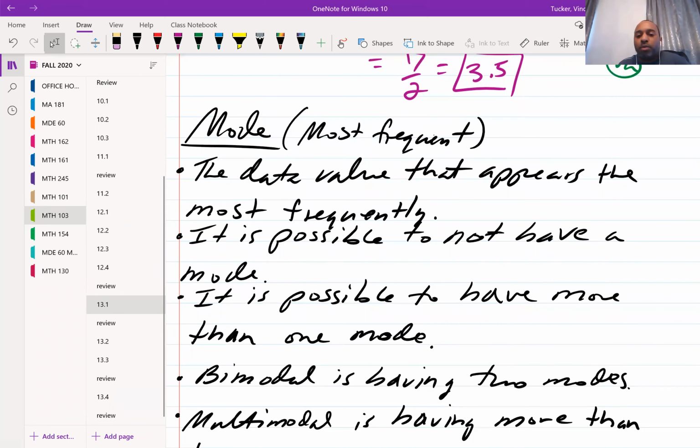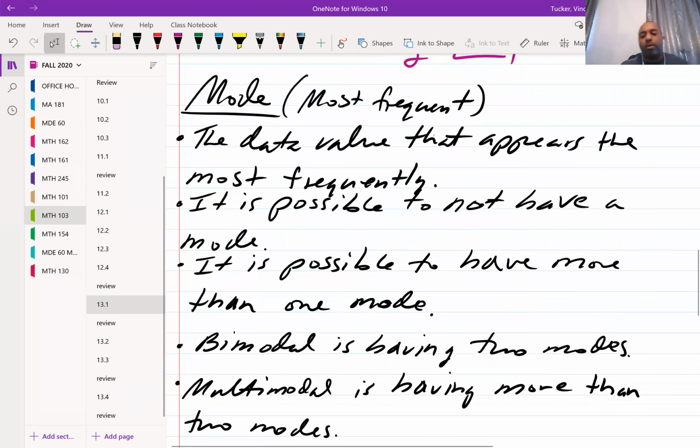All right. Bimodal is having 2 modes. Multimodal is having more than 2.